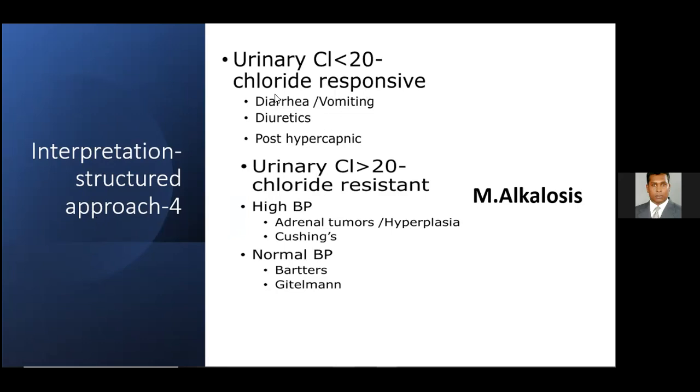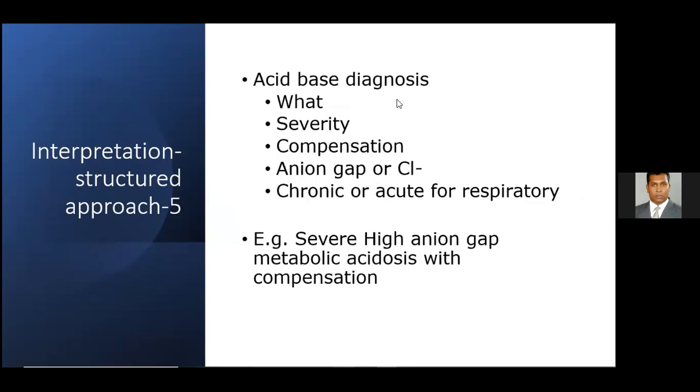Right. Then for the metabolic acidosis, I said you need to look at the urinary chloride. So it could be less than 20 or more than 20. So you can refer to any standard textbooks to get conditions. What are the conditions that have chloride responsive metabolic acidosis, and who can get more chlorides. Then the fifth step is, as I said, to have an acid-base diagnosis.